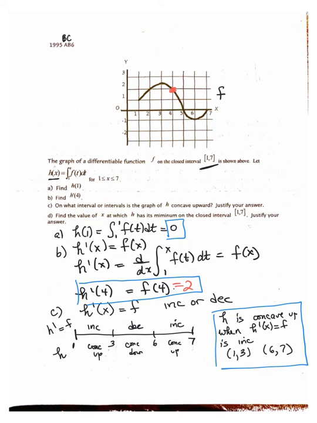Okay, now let's look at part D. Now, this one was interesting. It said, find the value of x at which h has its minimum on the closed interval from 1 to 7. So if we want to find the minimum on the closed interval, I misspelled minimum, this should be an n. On the closed interval, we have to use the closed interval test. Okay, so that was the little twist that year. Let's see how we would do that.